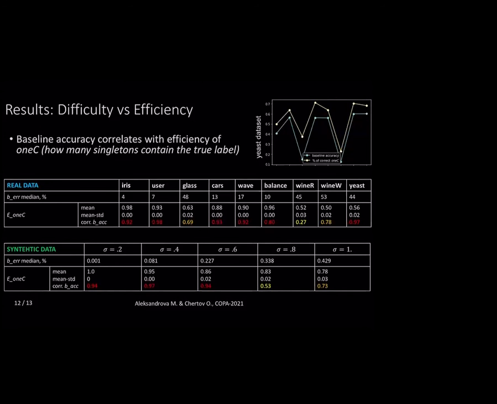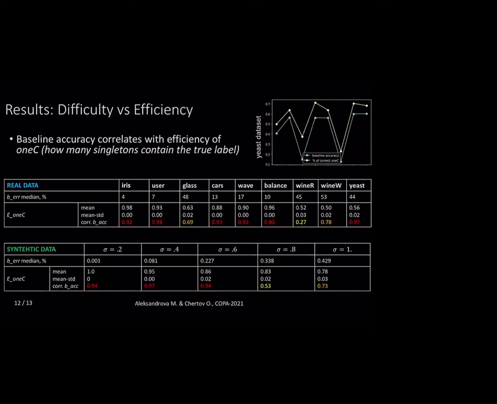And the last point of our experimental evaluation: we observed that the baseline accuracy of the classification model, that is, accuracy in traditional machine learning point prediction, correlates significantly with the efficiency of the 1C metric. By the efficiency of the 1C metric, we understand the proportion of singletons that essentially contain the true label. To illustrate this, we present the following two tables.